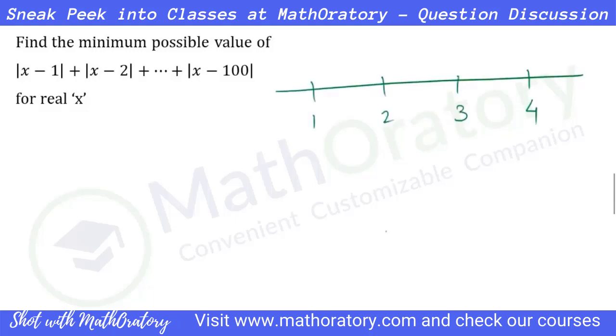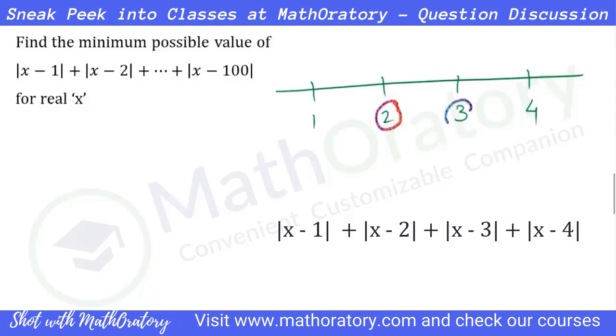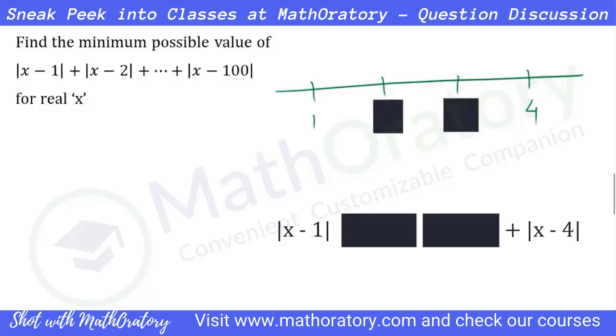points. So if we have 1, 2, 3, 4, I'm saying mod of x minus 1 plus mod of x minus 2 plus mod of x minus 3 plus mod of x minus 4, that's it. So first I'll just circle 2 points. Let us ignore these two as of now. Let us just focus on 1 and 4.